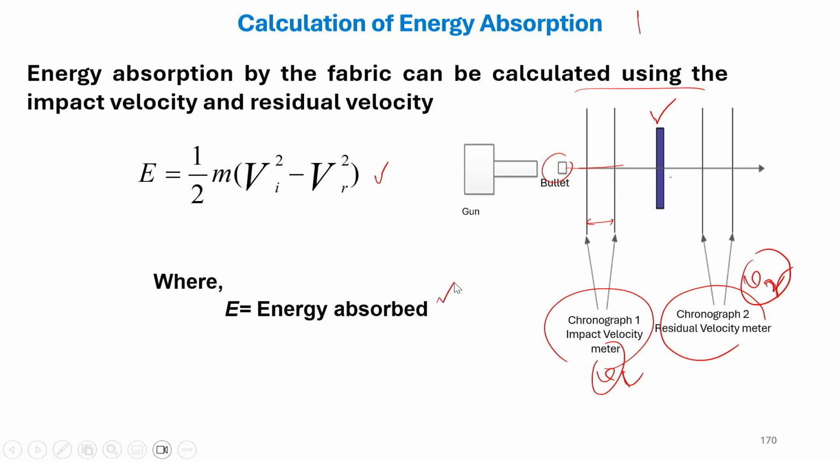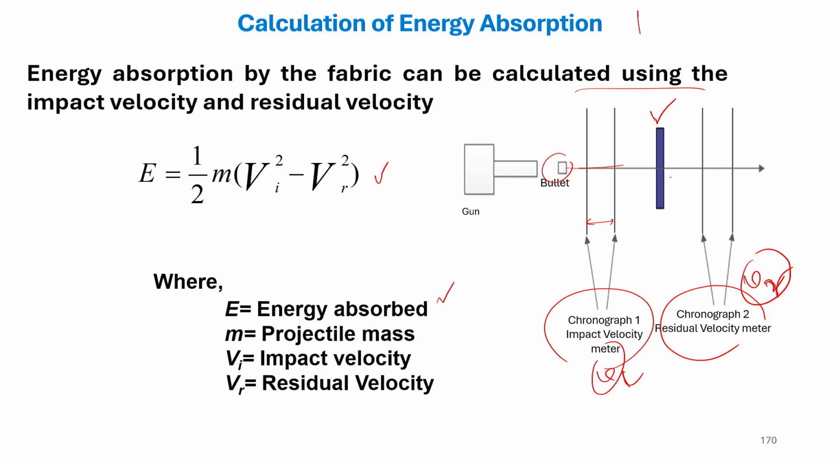E is the energy absorbed, m is the projectile mass, V1 is the impact velocity, and Vr is the residual velocity. So, by using this method we can calculate the energy absorbed by the material. This is also one way of expressing, evaluating the ballistic protective characteristics.